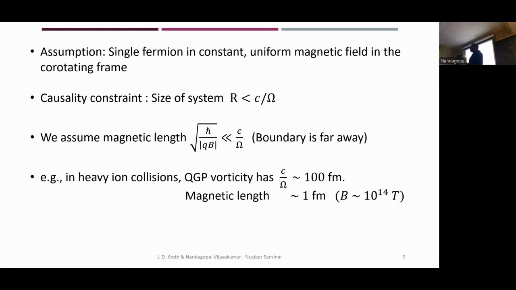So in QGP, the vorticity corresponds to a size of the causal boundary of about 100 Fermis, which is not very big. But the magnetic field achieved in heavy ion collisions is so huge, of the order of 10 to the 14 Teslas, that the magnetic length is even smaller, of the order of only a Fermi. So this assumption makes sense.